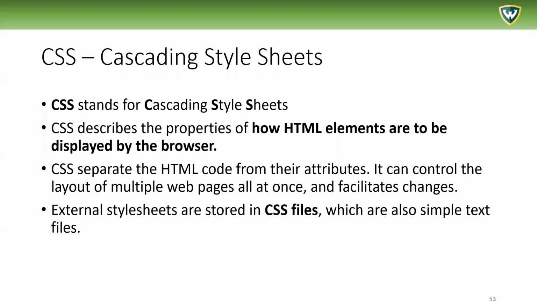CSS separates the HTML code from their attributes by controlling the layout of multiple web pages all at once and facilitates changes. We're going to show how that works. External style sheets are stored in CSS files, which are also simple text files.